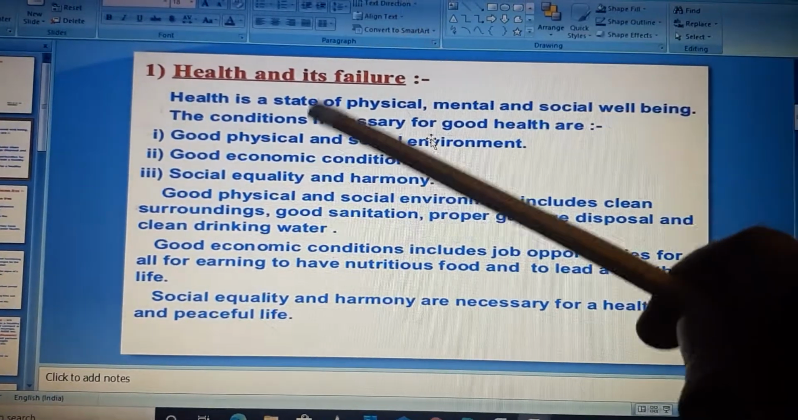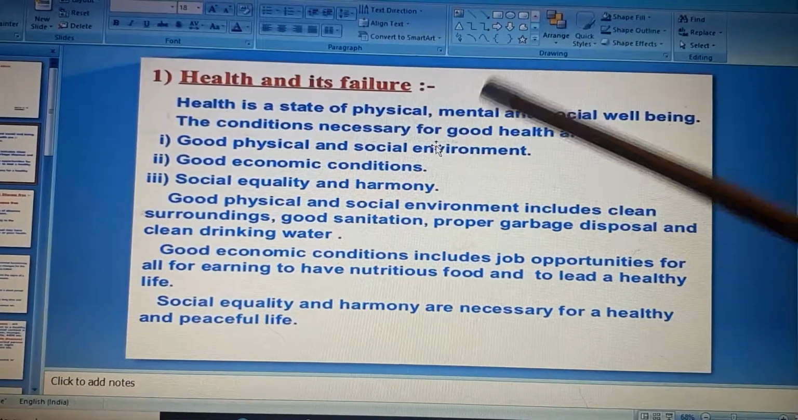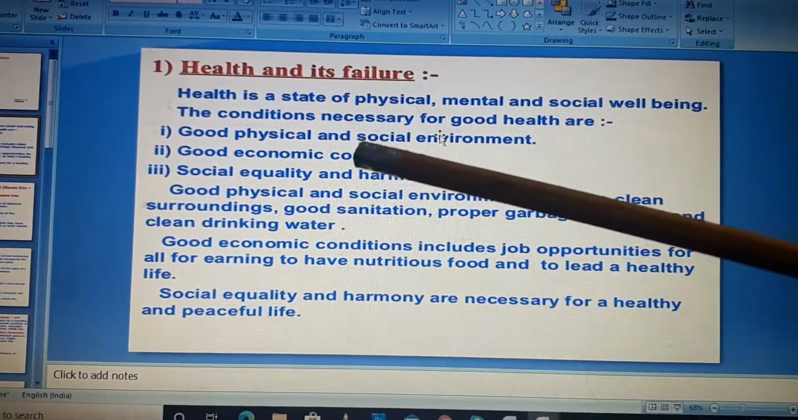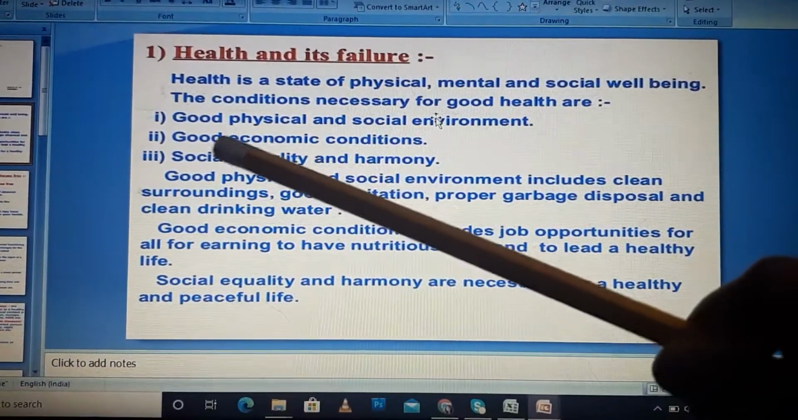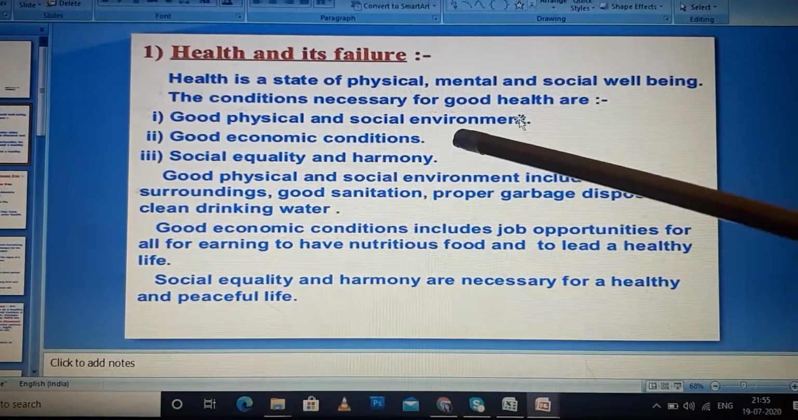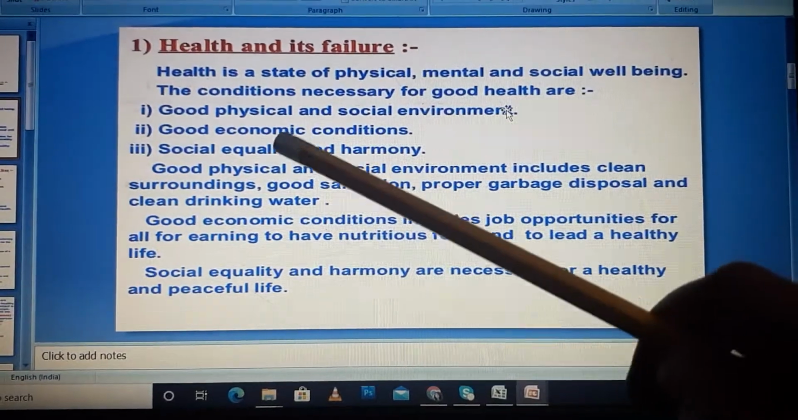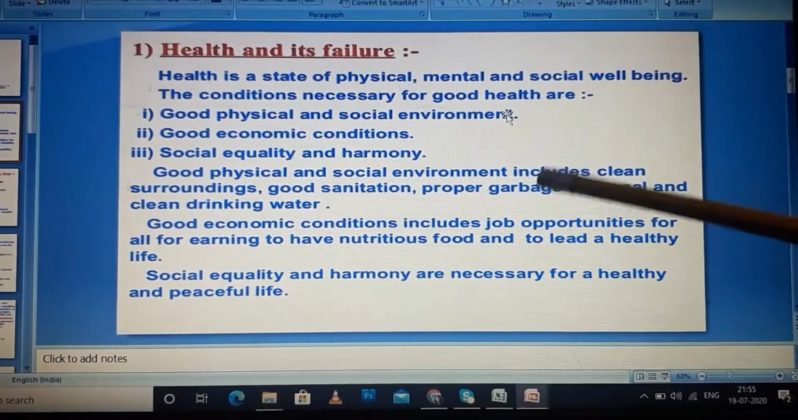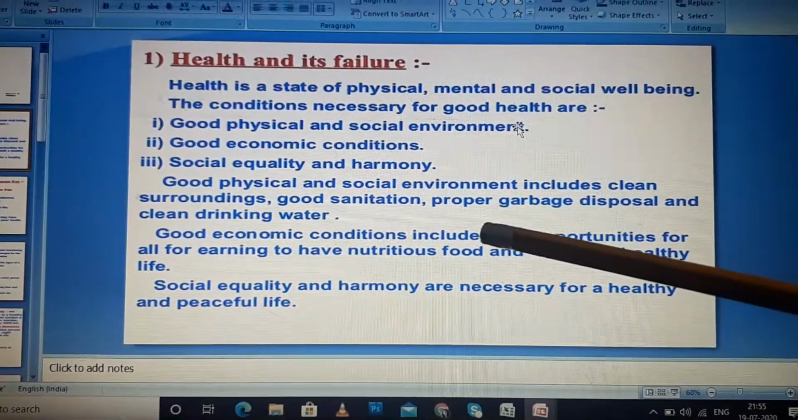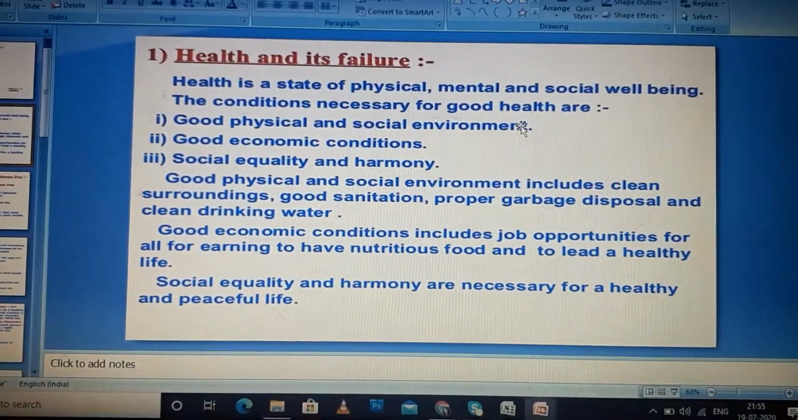Health is a state of physical, mental, and social well-being. We have several conditions necessary for good health, and these are a good physical and social environment, good economic condition, social equality and harmony. A good physical as well as social environment includes a clean surrounding, good sanitation, proper garbage disposal, and clean drinking water.